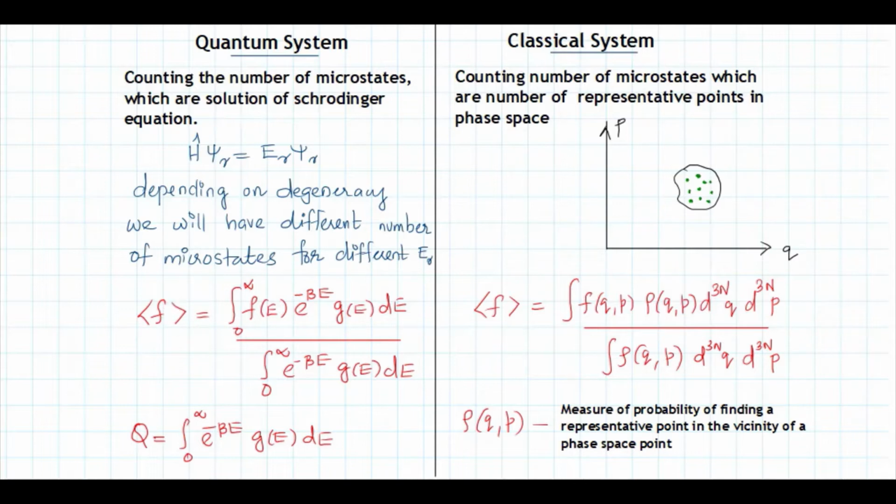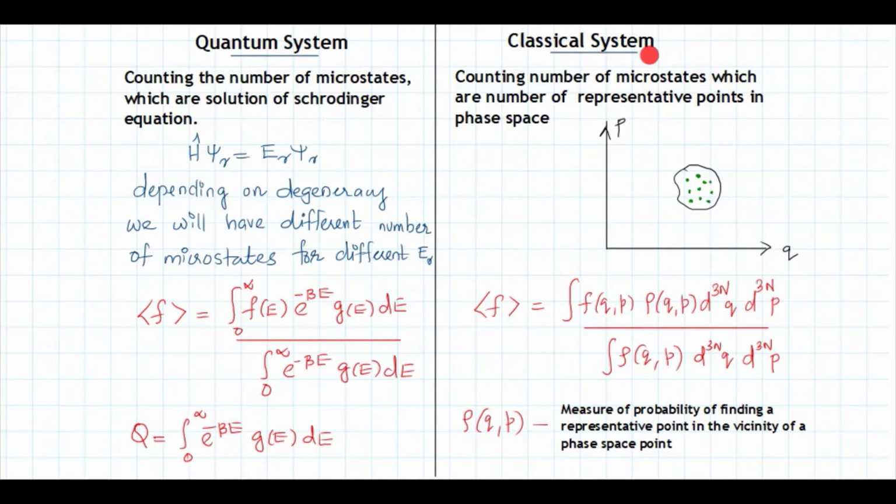The average value of a quantity is given by the integral from 0 to infinity of f of E e raised to minus beta E g of E dE, divided by the integral from 0 to infinity of e raised to minus beta E g of E dE. Here the integration is over the variable energy, and it covers all the energy values from 0 to infinity. This denominator is called the partition function, Q, which is equal to the integral from 0 to infinity of e raised to minus beta E g of E dE. This is the treatment in quantum systems.